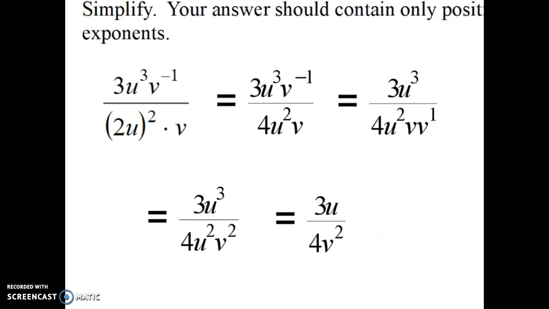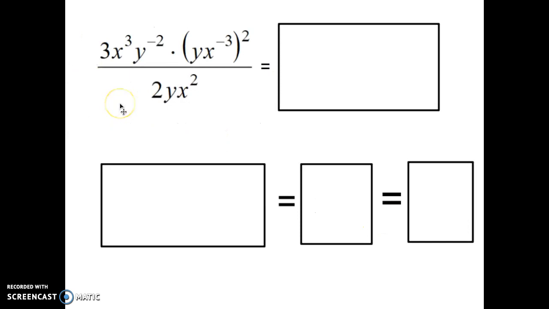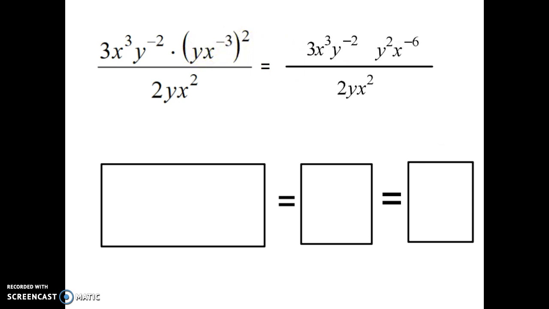So that was one problem, and that's what you're going to encounter in that fourth CUDA works. All right, so here's another one, just to give you another example. I'm going to go to the parentheses first, and I'm going to square both the y to the first and the x to the negative third. So watch what happens. Now this parentheses part became y squared and x to the negative 6. Did you see that? Negative 3 raised to the second power.